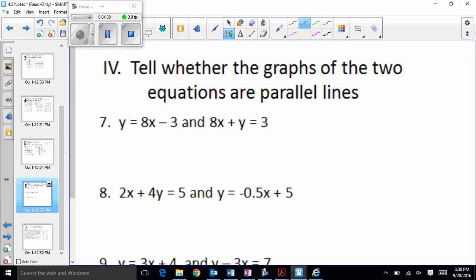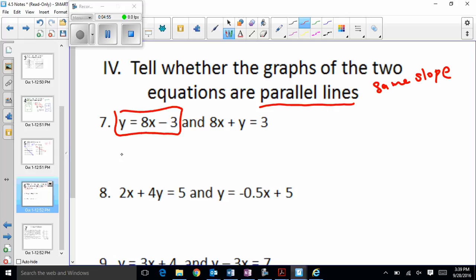Moving on. So tell whether the graphs of the two equations are parallel lines. We know that they will be parallel if they have the same slope. So that means I have to look and compare. In this one, my slope is 8. It's really easy to tell.